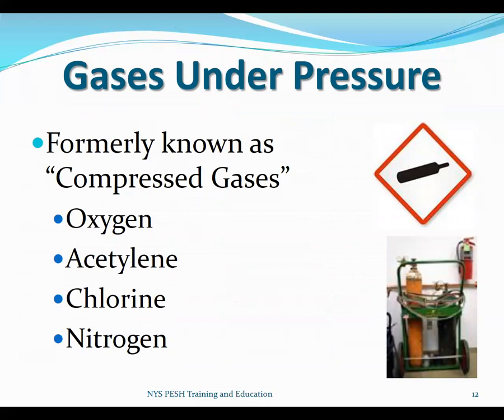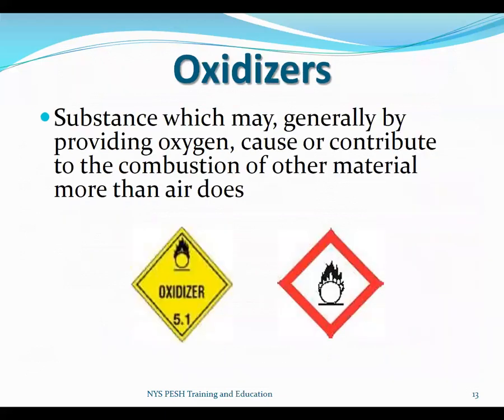Next hazard is gases under pressure, or gas cylinders, formerly known as compressed gases. Oxygen, acetylene, chlorine, nitrogen are just some that we'll find around campus here.